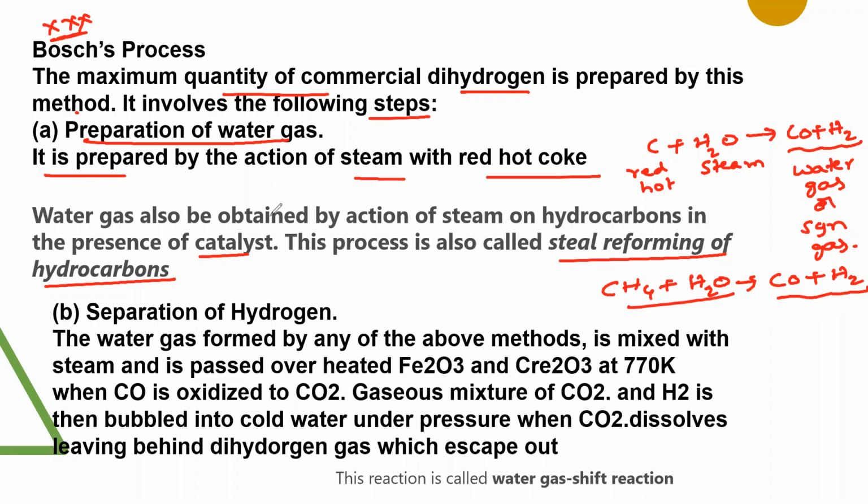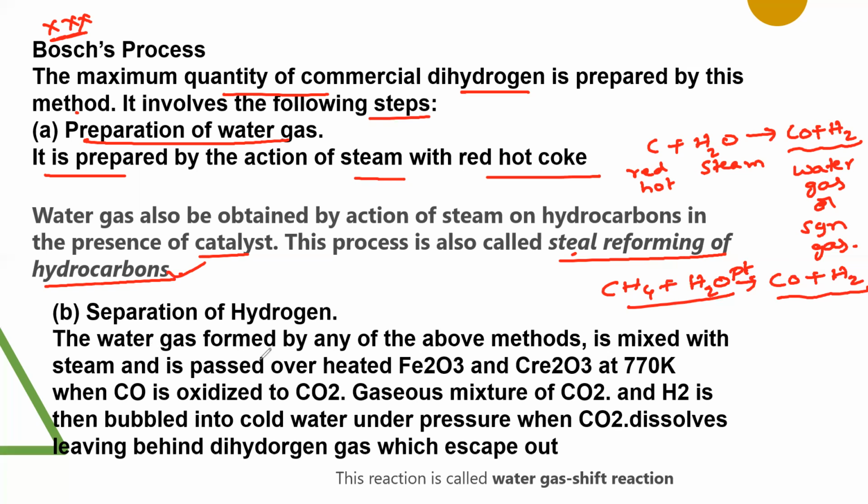Water gas can also be obtained by the action of steam on hydrocarbons in the presence of a catalyst like platinum, silver or gold. This process is also called steam reforming of hydrocarbons. Next, separation of hydrogen. In the first step we have hydrogen plus carbon monoxide, that is called water gas or syngas.